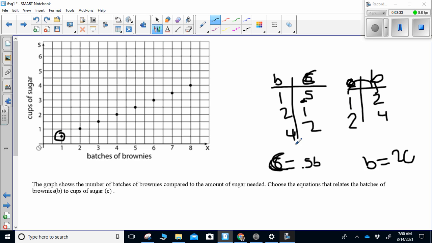So these are my 2 equations. I used my unit rate. And then I said, what do I need to do to get to this? That's the answer. I need to multiply it by 0.5 times the 1. What do I need to do to get to this? The answer, I need to multiply by 2 times whatever was in that first column.